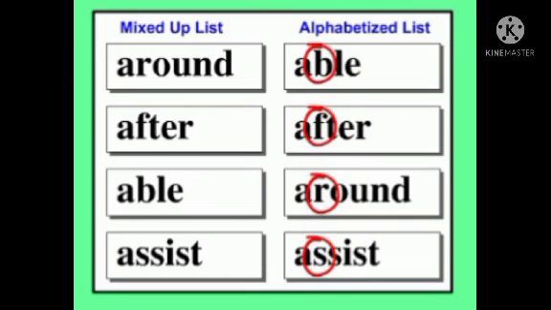Now when we arrange these words in alphabetical order according to the second letter, what will be the sequence? The first word will be able, then after, then around, and the last will be assist. So over here we have arranged these words into alphabetical order with the help of the second letter.